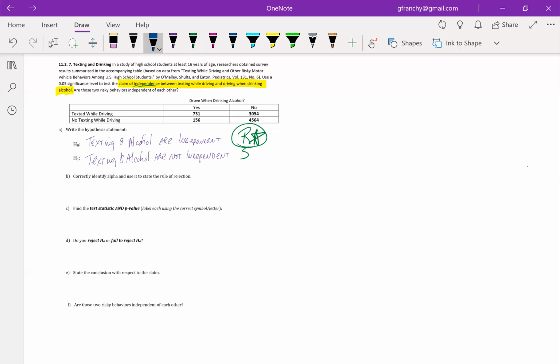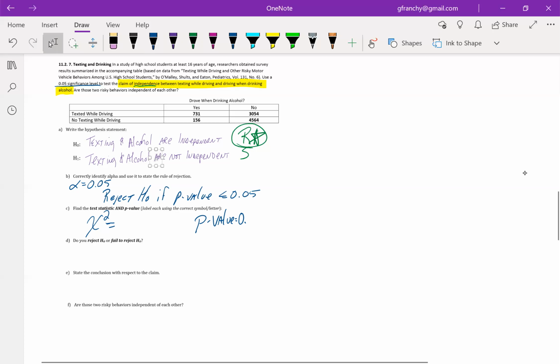And now we can move forward to our significance level. That is alpha. Alpha is 0.05, which means we will reject the null hypothesis if our p-value is less than or equal to 0.05. And we would take these 4 numbers over to StatDisk to run our test of independence here.